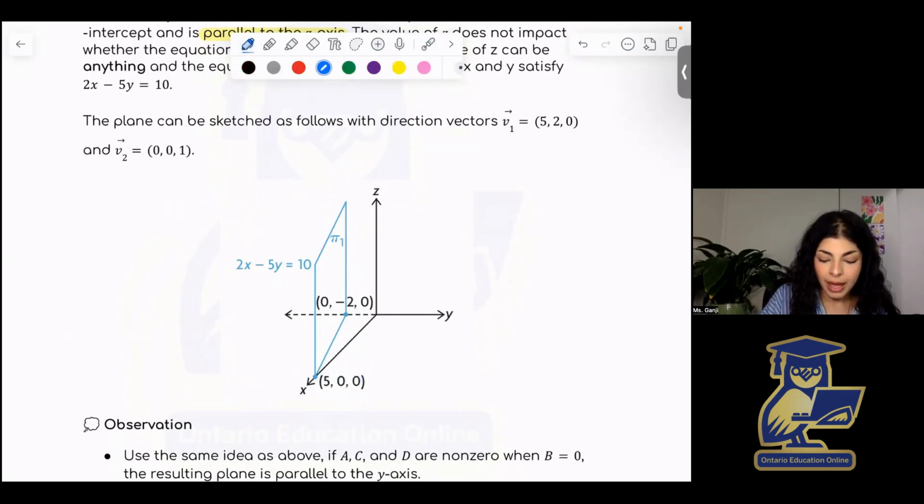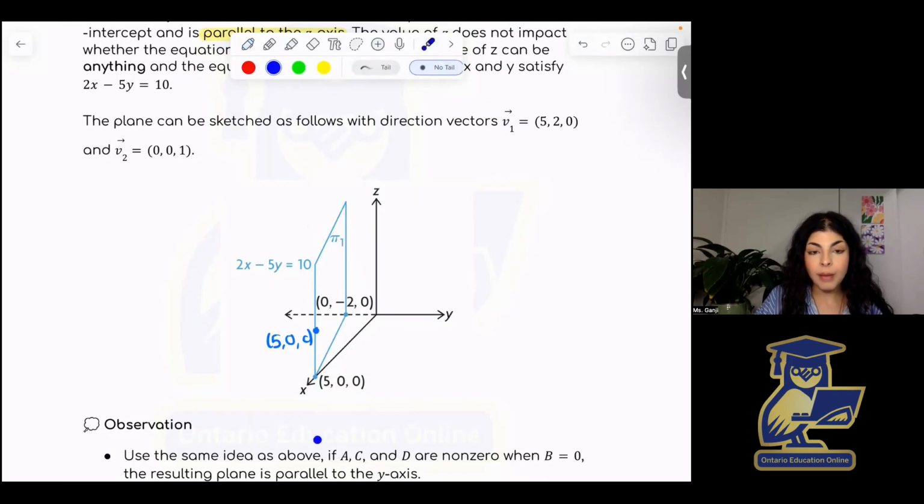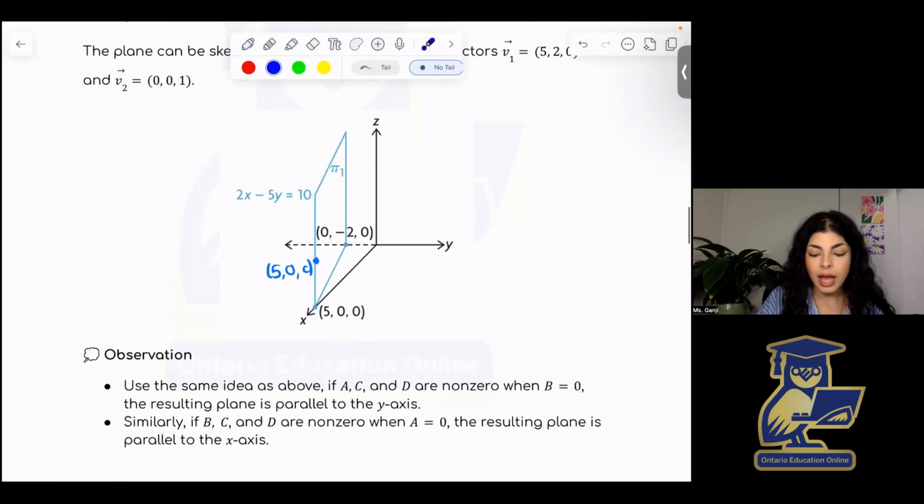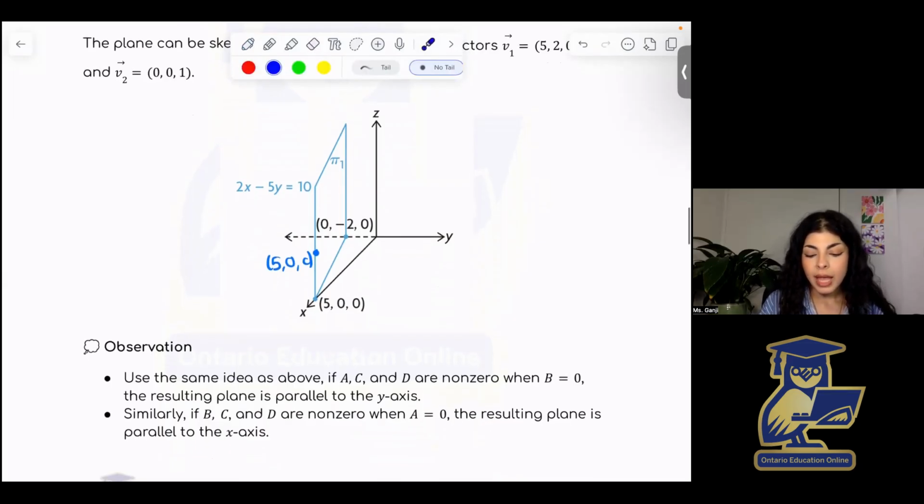This could be (5, 0, c), for any value of c. And again, you're moving up and down on this portion of the plane, and all of those points will hold true as well because the value of z does not affect our equation. And so here's that other parallelogram, so our sketch is complete here.